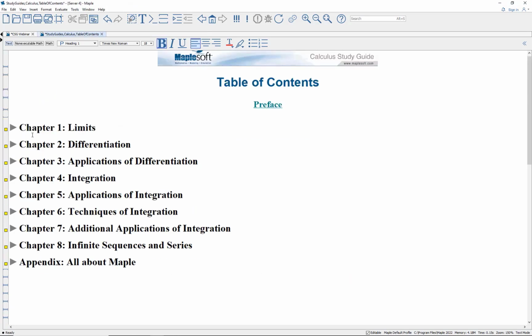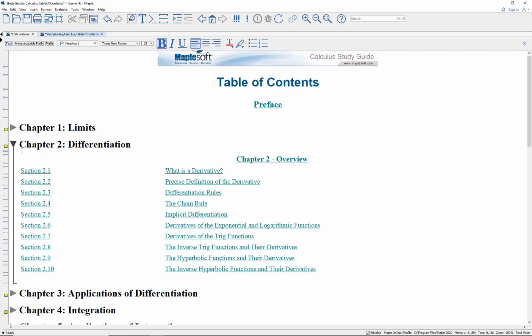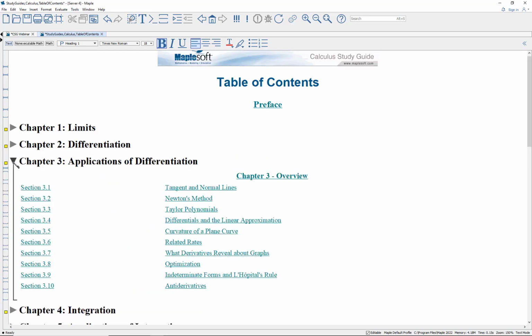Let's take a quick look at what's in some of these other chapters. Very quick. Differentiation. So what is a derivative? Precise definition, differentiation rules, chain rule, implicit differentiation, derivatives of the various special functions. Then you would go to Applications: tangent normal lines, Newton's method, Taylor polynomials, differentials, and linear approximation, curvature, related rates, then the connection between derivatives and graphs. We have a tool, Maple, that will draw the graph.